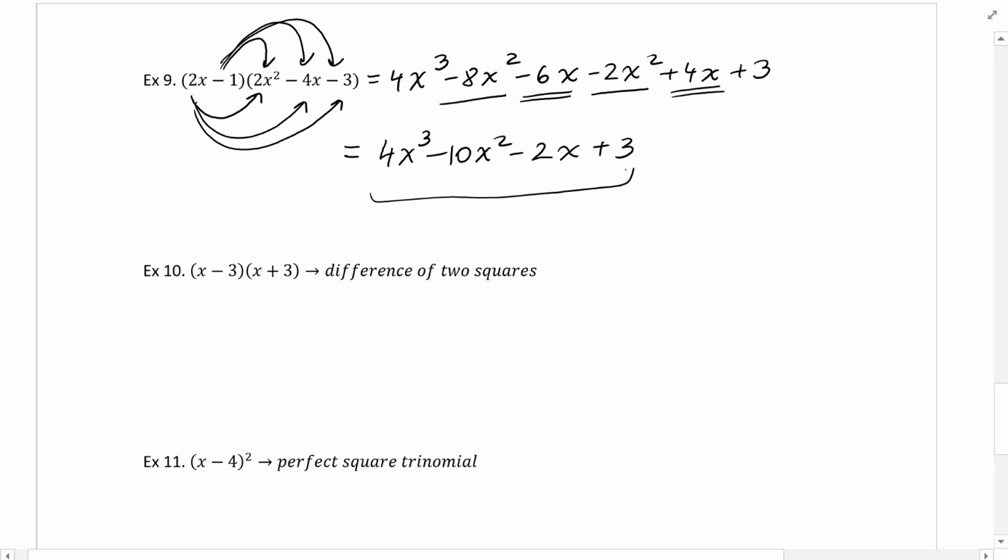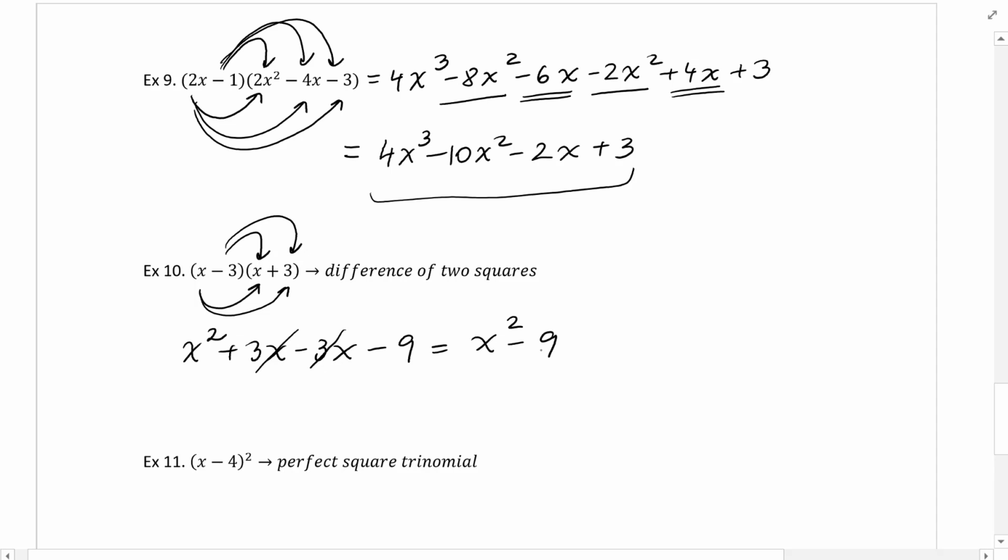Now let's take a look at this product, x minus 3 times x plus 3. So again, we do the FOIL. X times x, it's x squared. X times 3, it's plus 3x. Negative 3 times x is negative 3x. And negative 3 times 3 is minus 9. These two cancel out and we end up with x squared minus 9. So that's why here it says difference of two squares, because what we actually get is x squared minus 3 squared, so exactly a difference of 2 squares.